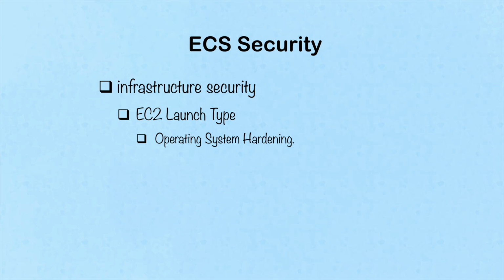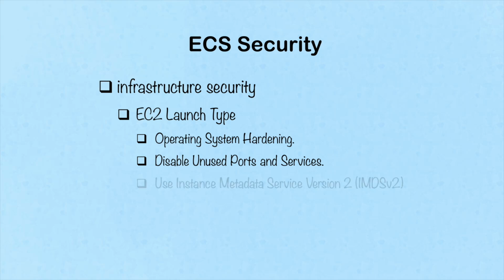Operating system hardening. Regularly patch the host OS and Docker daemon to fix known vulnerabilities. Use a minimal, hardened AMI and remove unnecessary software packages. Disable unused ports and services. Only expose the ports and services that are absolutely necessary. Configure IP tables or security groups to block inbound access to unneeded ports.